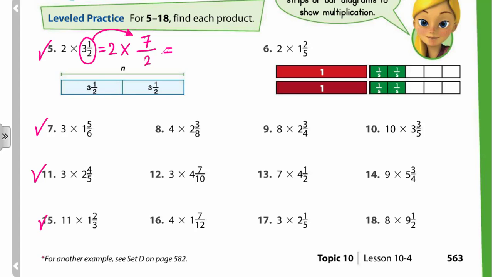2 times 7 equals 14 out of 2. Great. As a mixed number, it will be 7, because we have remainder 0. So 0 halves means we don't have any halves. So the final answer is 7. Thank you, Adam. Great work. And again, my heroes, we can solve this also with the first way.